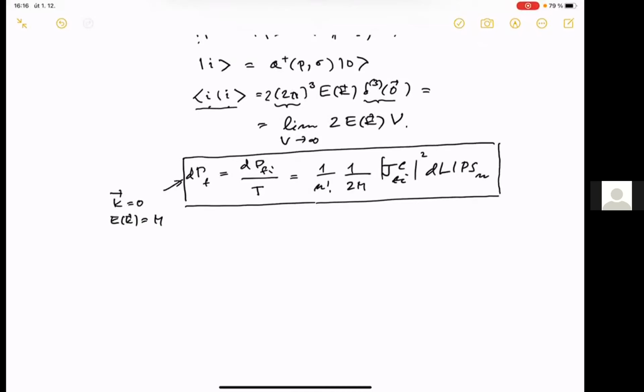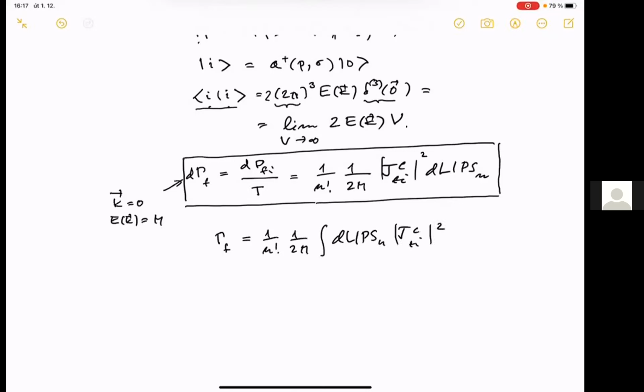We can, of course, integrate this to calculate the partial decay rate, which corresponds to all possible momenta of the particles to which this initial particle decays. That means this is 1 over n factorial, 1 over 2m, integral over this Lorentz invariant phase space of this modulus squared of T_fi.